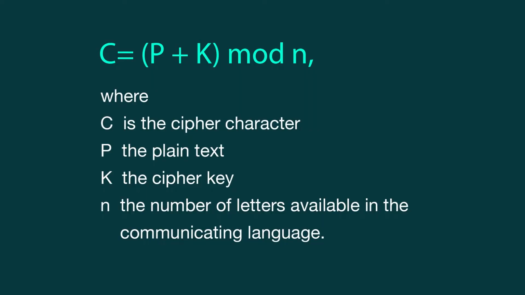The mathematical representation of this cipher is as shown below. C equal to P plus K mod N, where C is the ciphertext, P is the plain text, K is the cipher key, and N the number of letters available in the communicating language.